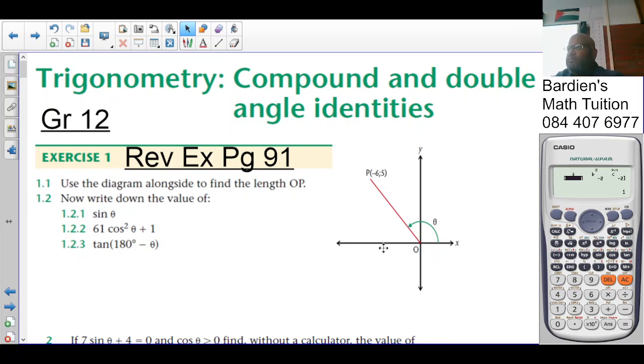Okay, good morning class. So today we're going to look at the revision exercise before we go into exercise 2, which is dealing with your first grade 12 exercise, which is your compound angles. Okay. So we're looking at exercise 1. It says use a diagram alongside to find the length of OP. Any issues there? What was the length of OP here?